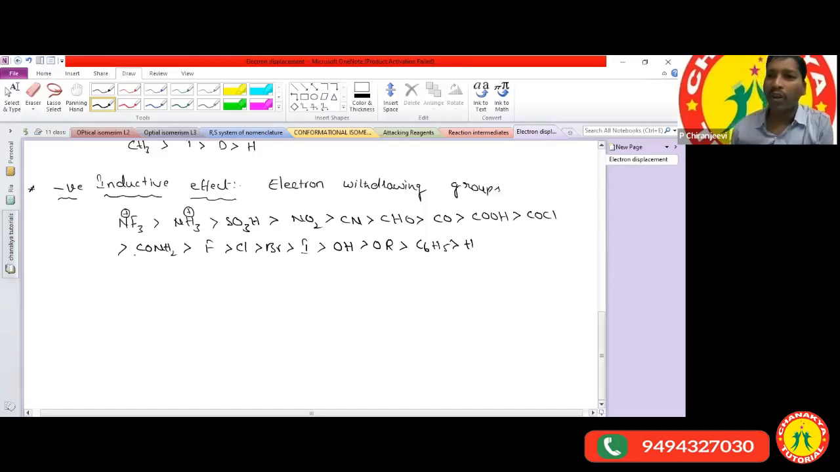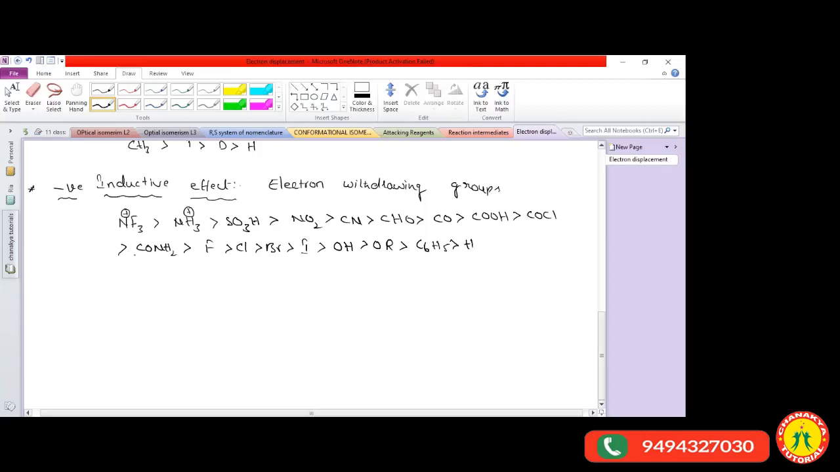So the inductive effect is classified into how many types, sir? Inductive effect is classified into two types: one is the positive inductive effect, another one is the negative inductive effect. The positive inductive effect is caused due to the presence of electron donating groups, and the negative inductive effect is caused due to the presence of electron withdrawing groups. So we have to remember these two orders only. Based on this, they also ask some questions.